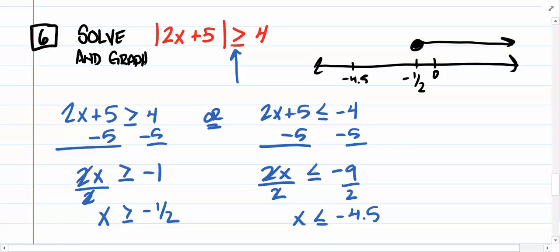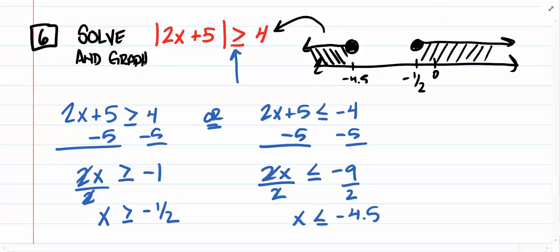right. This one says x is less than or equal to negative 4.5. So I'd color above negative 4.5, close the dot and go to the left. So this is a compound inequality that says either x is greater than or equal to negative 1/2 or it's less than or equal to negative 4.5. Any number in the shaded interval will make the original inequality statement true.